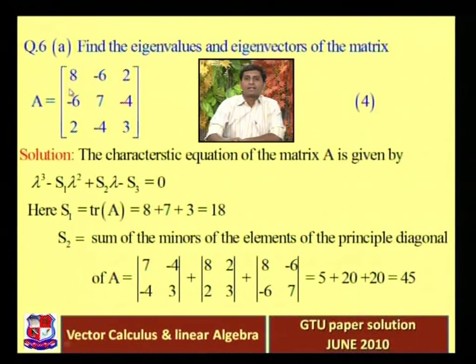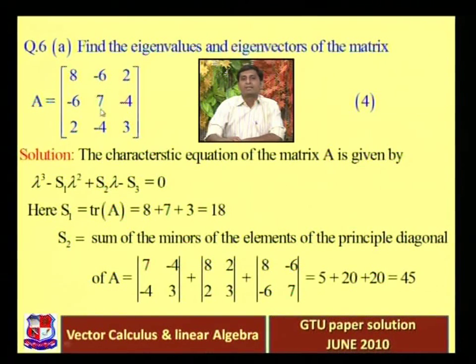If you want to find the minor of 8, we just remove the column and the row in which that element is, and find the determinant of all the remaining terms, 7 minus 4 minus 4 3. That is the minor of 8. So that is 21 minus 16, so you will get 5. This 5 is the minor of 8.